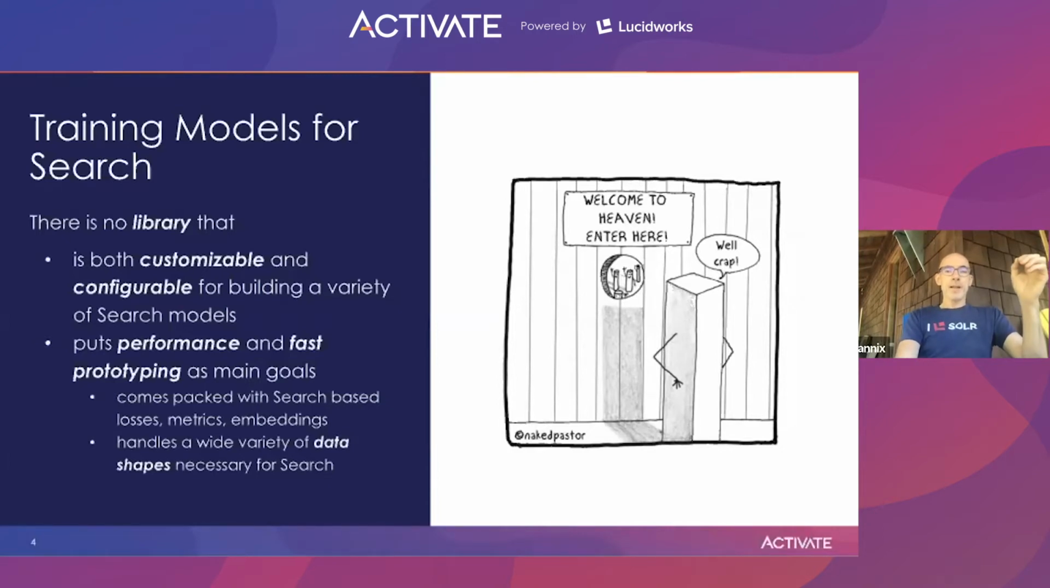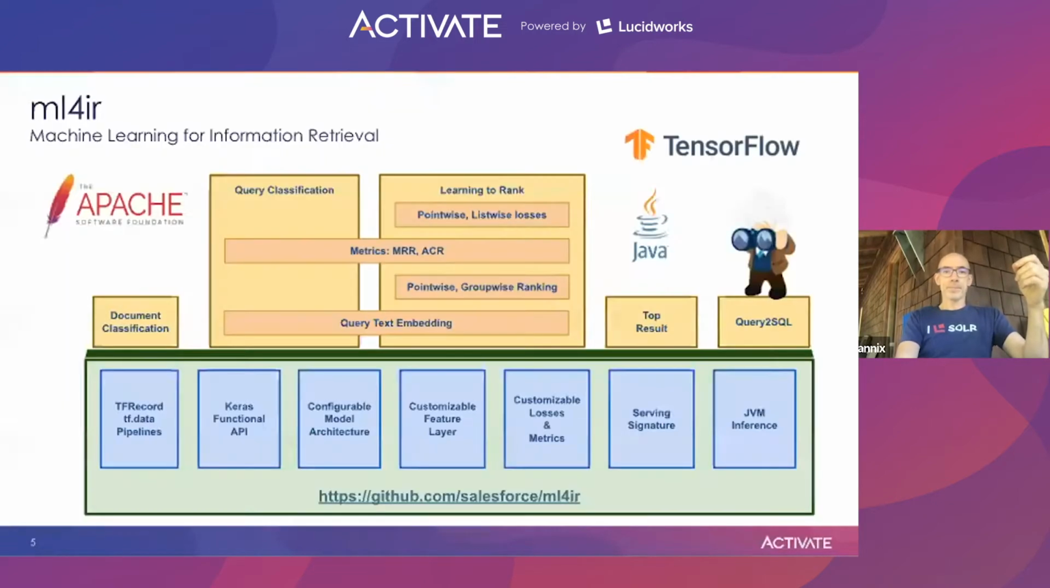We wanted something like Lucene and Solr for the search engine core, so we created ml4ir, which is a business-friendly, Apache-licensed, open-source deep learning library for search.